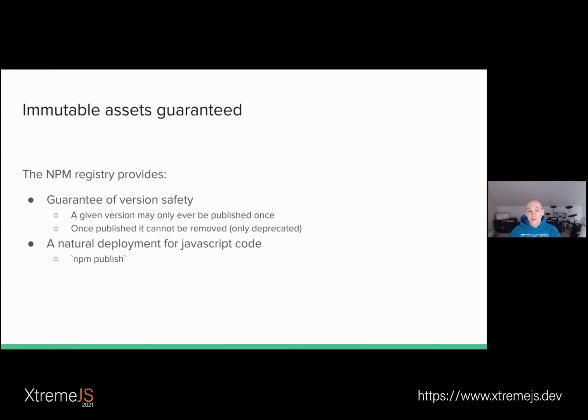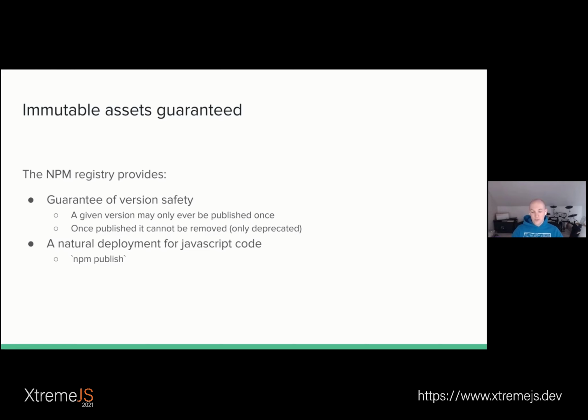It guarantees version safety. So we know that if we upload a specific version like 1.2.3, then that version can only ever be published once to NPM for that package. Once it's published, NPM refuses to allow you to publish over the top of that existing version. It also can't be removed from NPM.